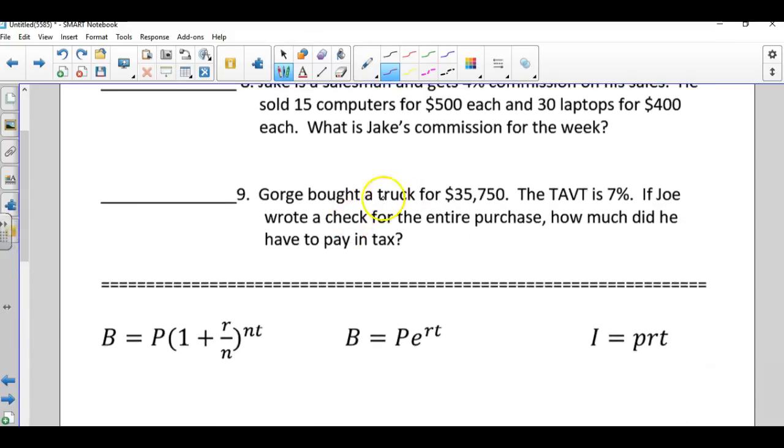George bought a truck for $35,750. All right. It has a sales tax of 7%. So we need to find 7% of the $35,750. All right. If he wrote a check for the entire purchase, how much did he pay? Have to pay in tax. Oh, we're just looking for the tax. All right. So since we're just looking for the tax, we would just do that.